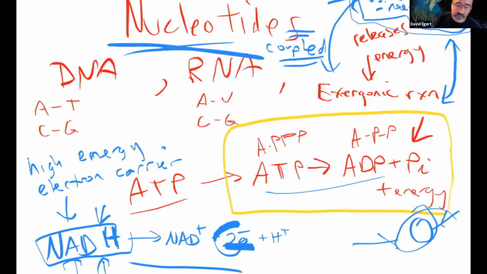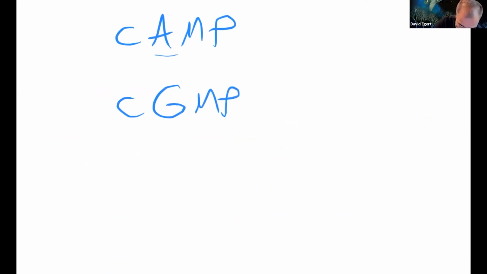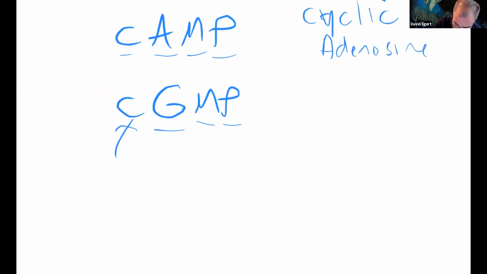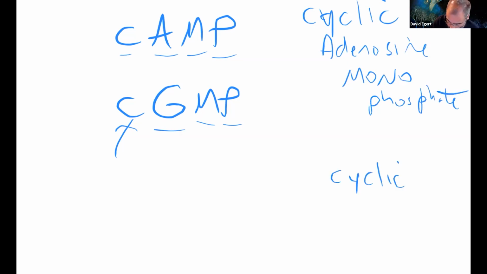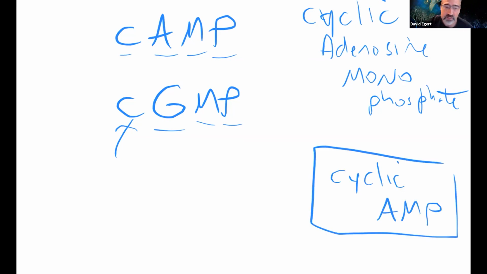The other nucleotides that you are going to need to know. So this is adenosine monophosphate or guanine monophosphate, and this means cyclic. So this is cyclic adenosine monophosphate, but usually just called cyclic AMP. This is how it's known if you're just talking about it.